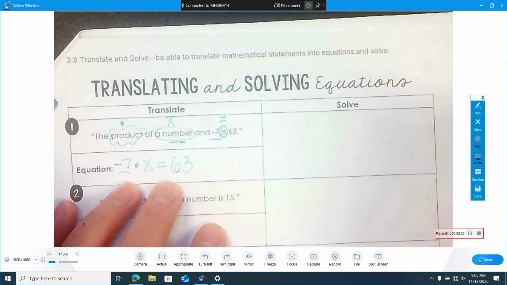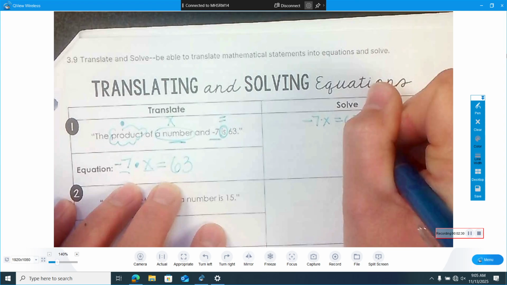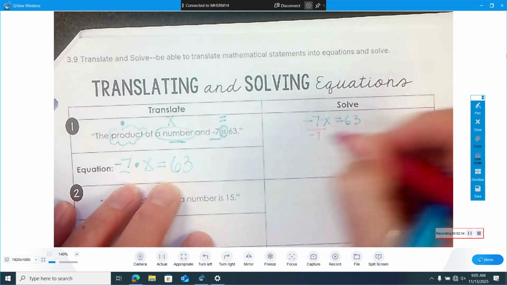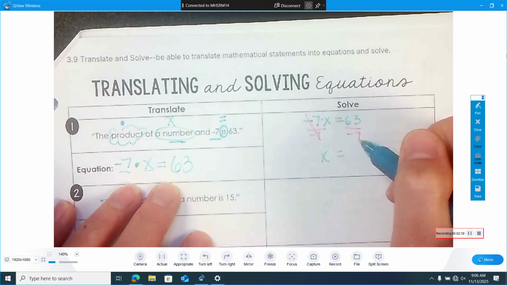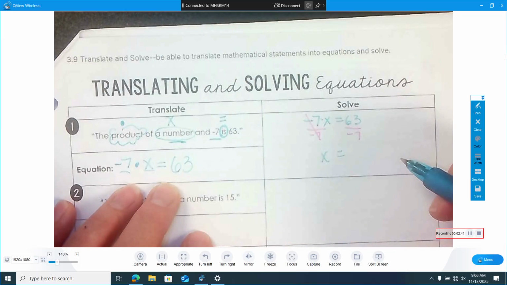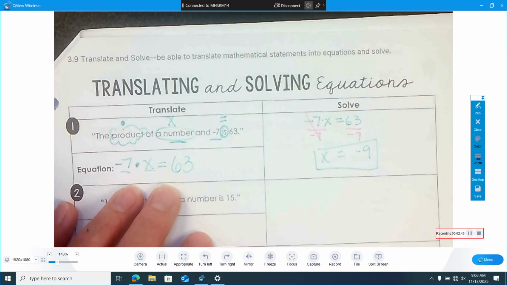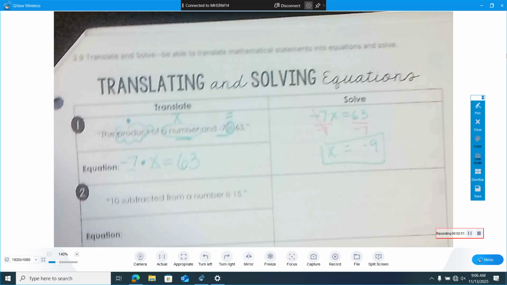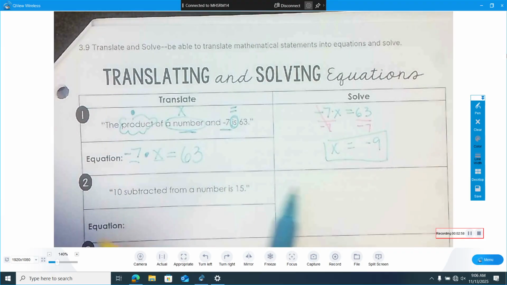I'm going to write that over here so we can solve it: -7 times x equals 63. How do we get x by itself? Divide. Yeah, we can divide by -7. Easy. So this is a great sort of review today. 63 divided by -7 is -9. Beautiful. We're going to go through all of these today and really review how to solve all kinds of equations.